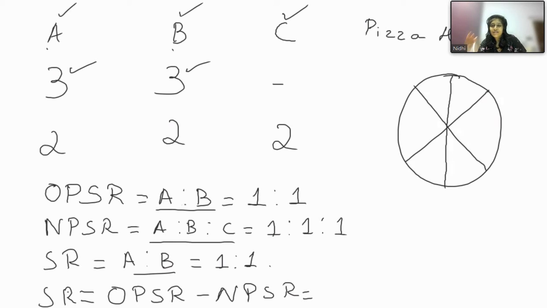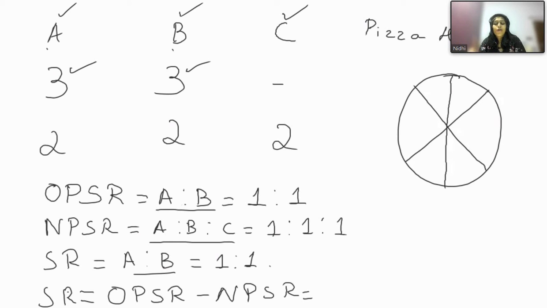Yes, so let us revise. What is old profit sharing ratio? It is the ratio which was existing before the admission of the partner. And what is new profit sharing ratio? It is the ratio in which the partners will be sharing profits and losses after the admission of a partner. And what is sacrificing ratio? It is the ratio in which the existing or old partners are sacrificing for the admission of a new partner.